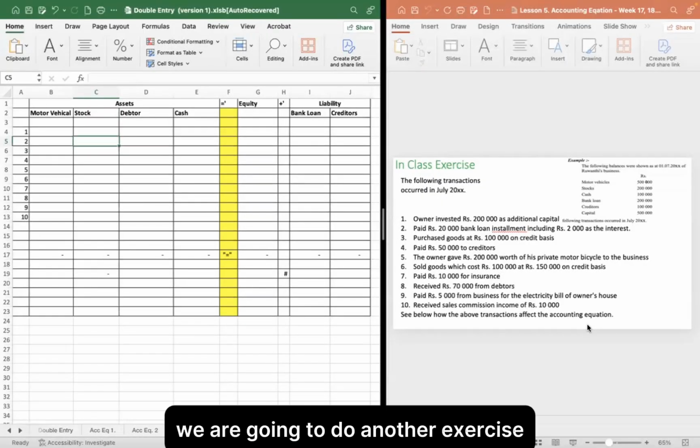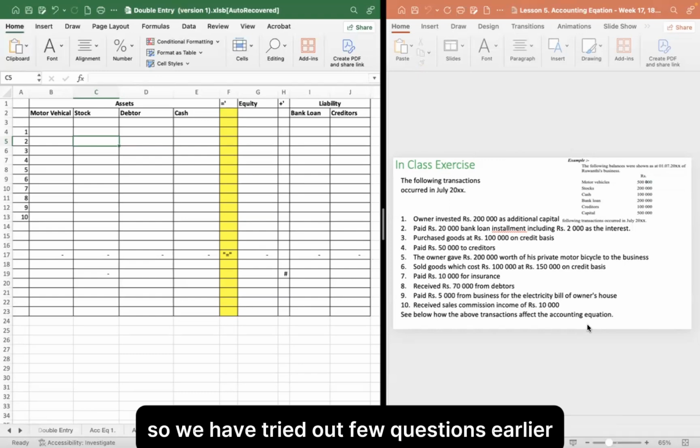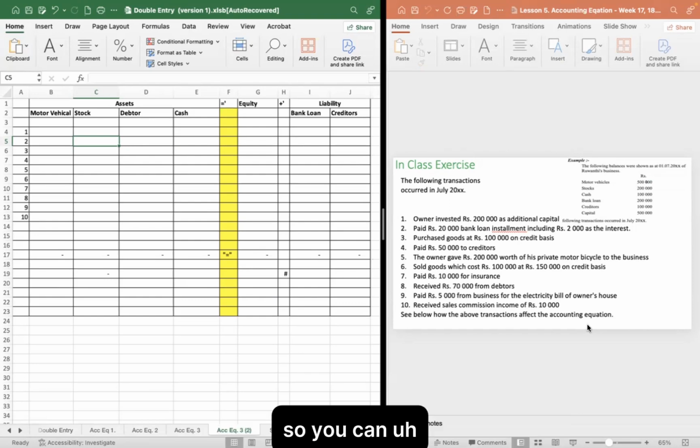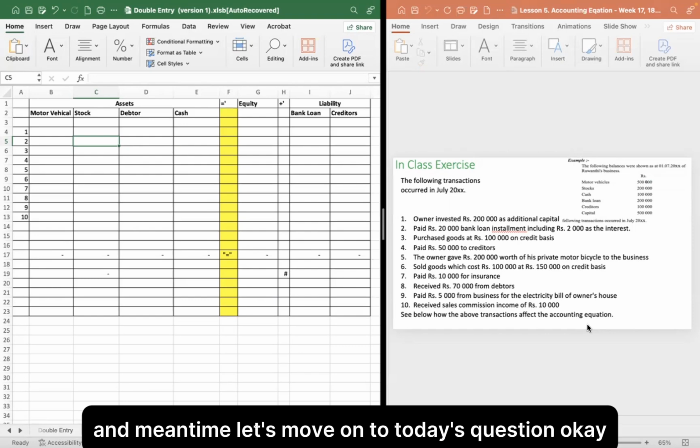Okay, we are going to do another exercise on entering transactions to the accounting equation. We have tried out a few questions earlier, so you can revise them and get yourself refreshed. And meantime, let's move on to today's question.